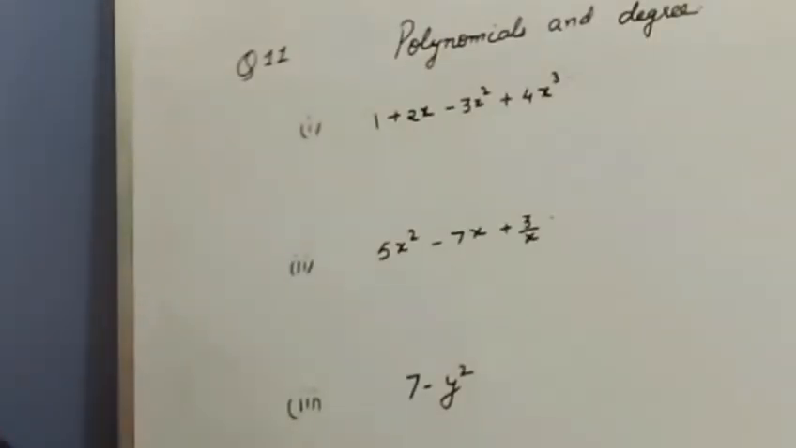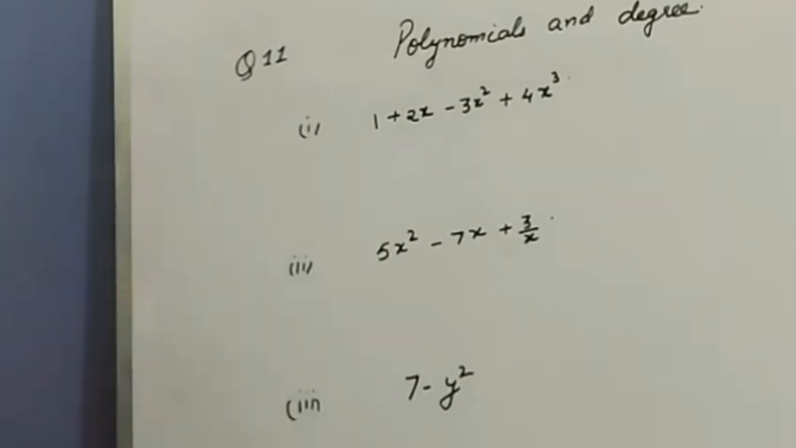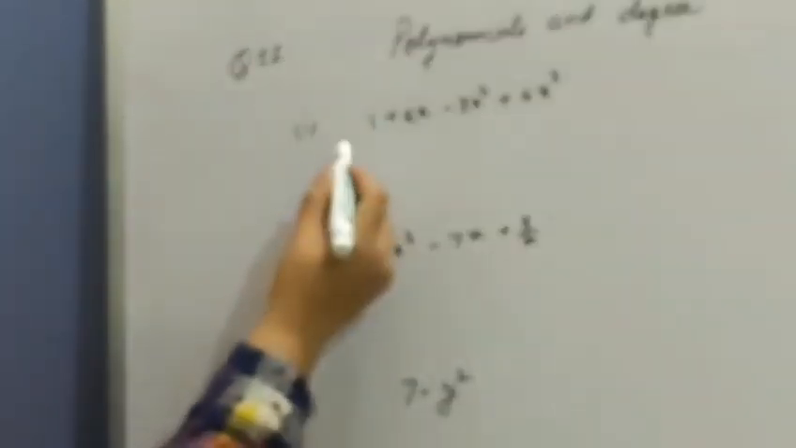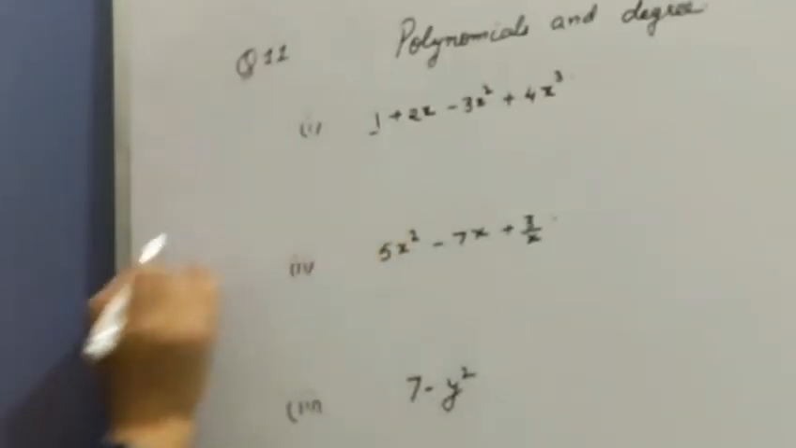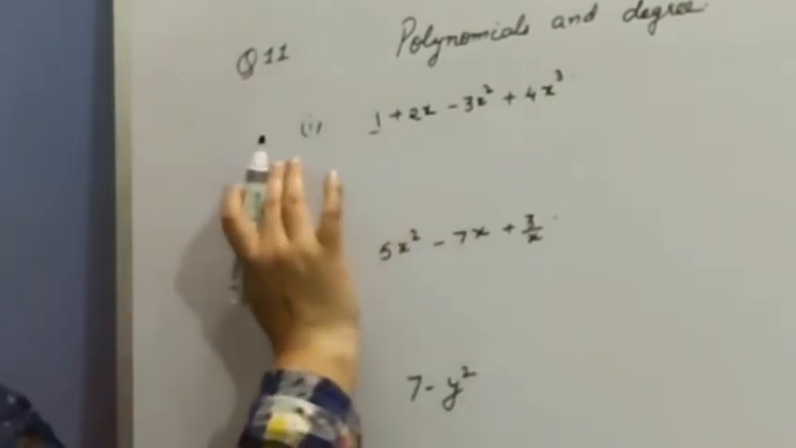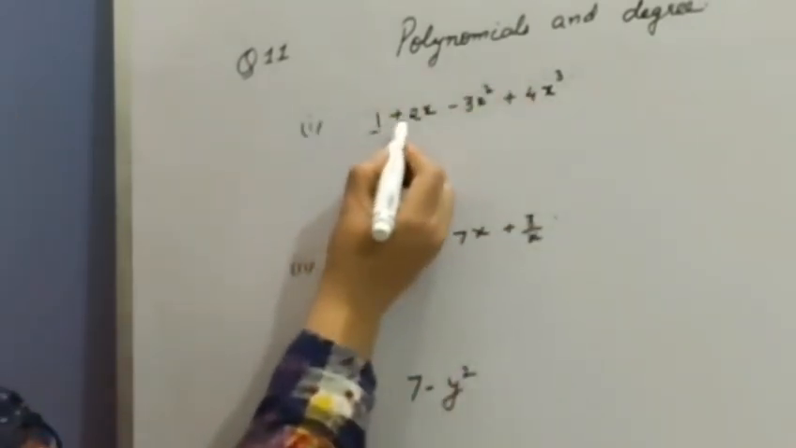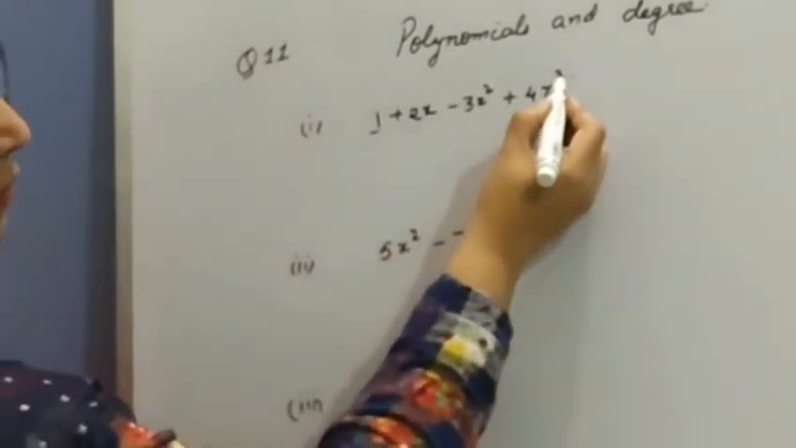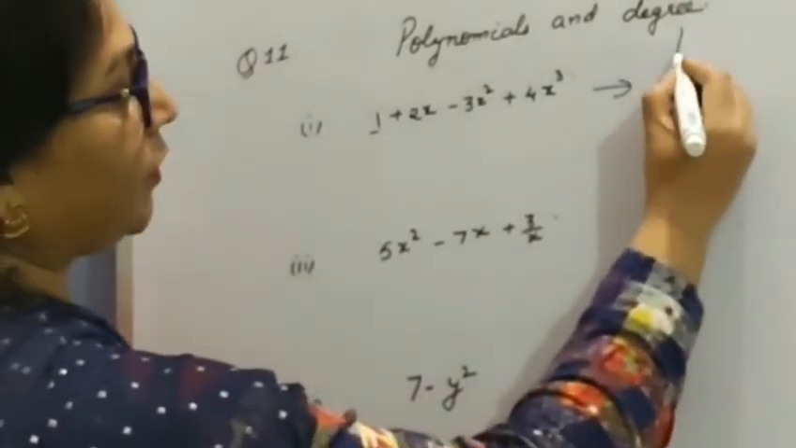I am going to solve question number 11 of exercise 1a to make it clearer what we mean by polynomials and degree. First, let us identify whether the given expressions are polynomials or not. If you see the first expression, how many terms does it have? 1, 2, 3, 4 terms, and 1 is the constant term. Now let us find the power of each term. First of all, this expression is in terms of x, so it is a polynomial in x. Here the power of x is 0, 1, 2, and here the power of x is 3. So the highest power in this polynomial is 3. So what is the degree of this polynomial?